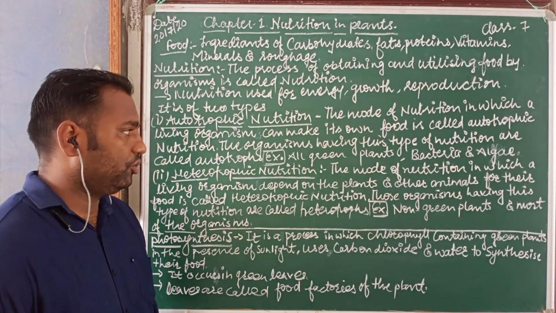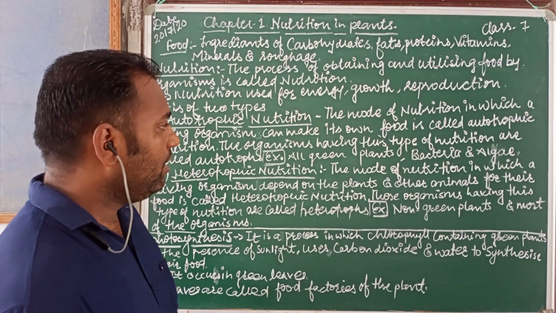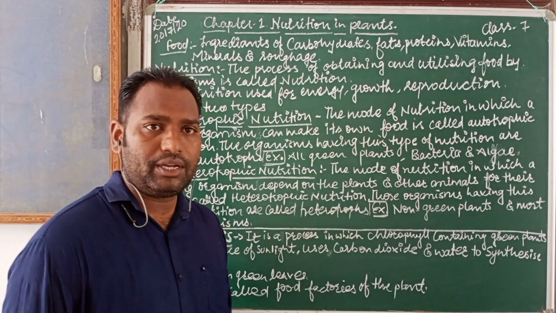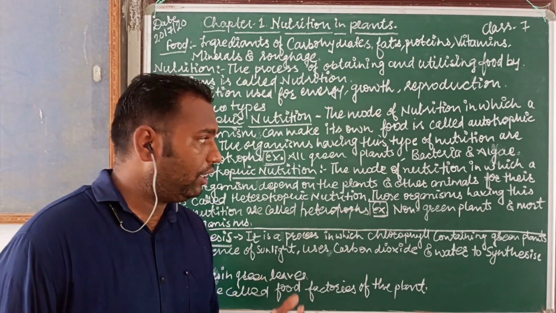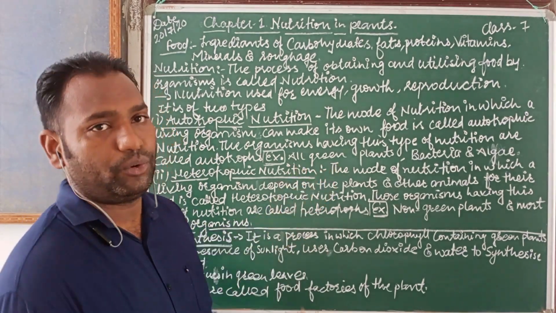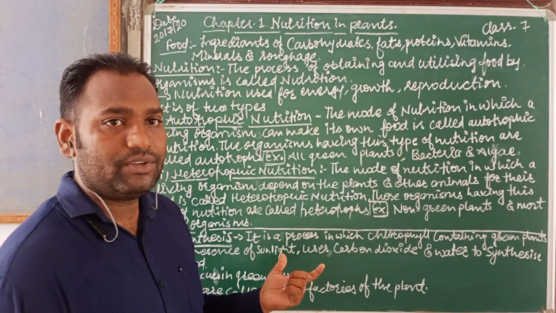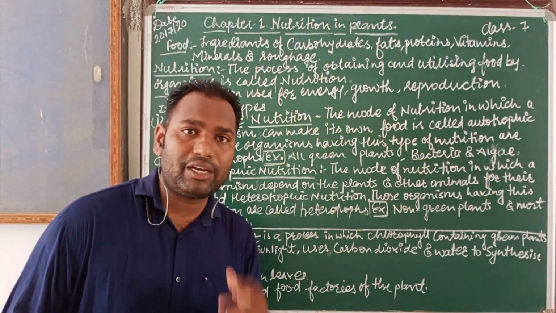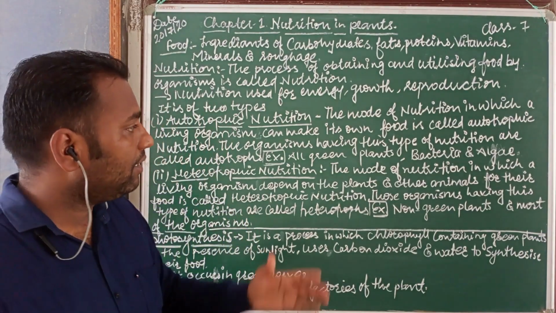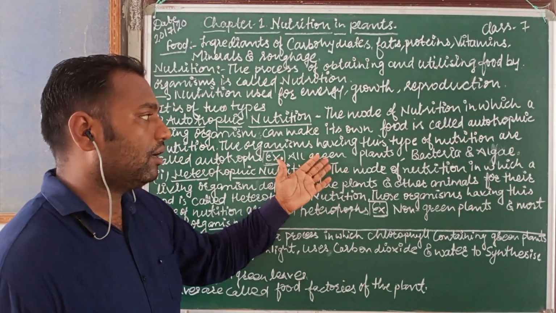Next is heterotrophic nutrition. Green plants are also known as producers because they use sunlight to prepare their own food. That's why green plants are the producers of everyone's food, whether autotrophic or heterotrophic. The heterotrophs are directly dependent on plants and animals, directly on green plants.